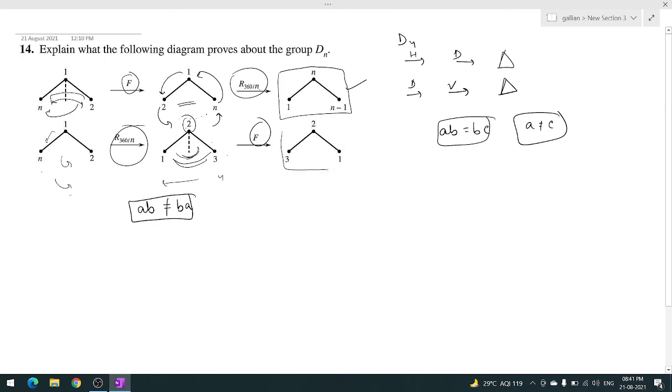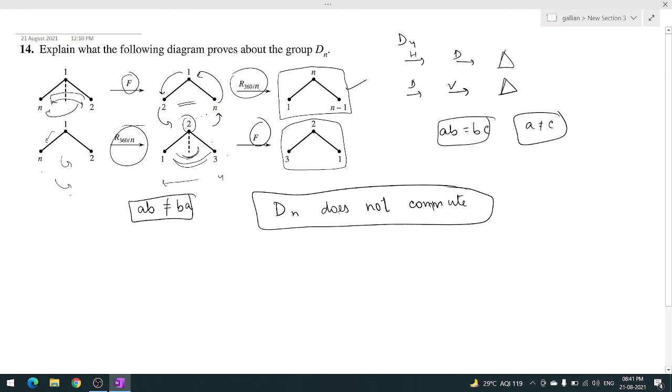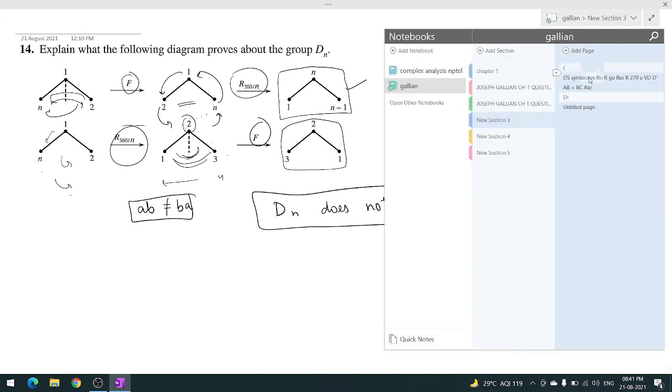And it is giving this, and you can see that both are not equal. So here we can say that Dn is not abelian, or instead of abelian we can say Dn does not commute. Okay, this is a better word to use. Dn does not commute. We have already seen this in a previous video, but still I am describing it properly. So Dn does not commute is the thing that the question was asking you to find.